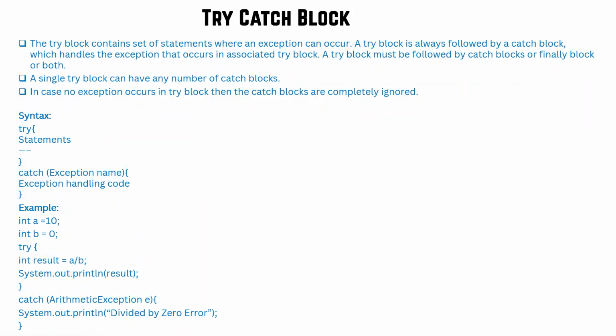Now we'll see in what way an exception comes and how we can handle it. A try block contains a set of statements where an exception can occur. A try block is always followed by a catch block, which handles the exception that occurs in the associated try block. A try block must be followed by catch blocks or a finally block or both. A single try block can have multiple catch blocks. In case no exception comes, your try catch block will be completely ignored.